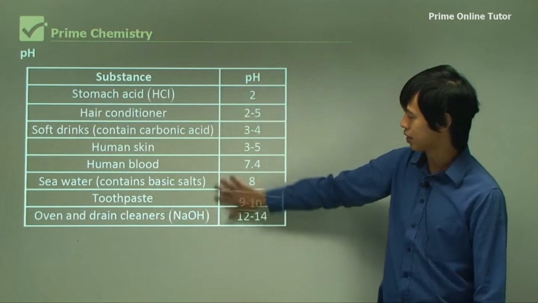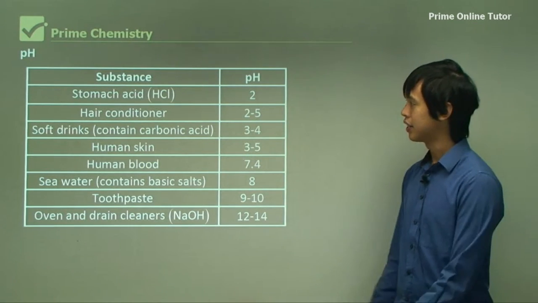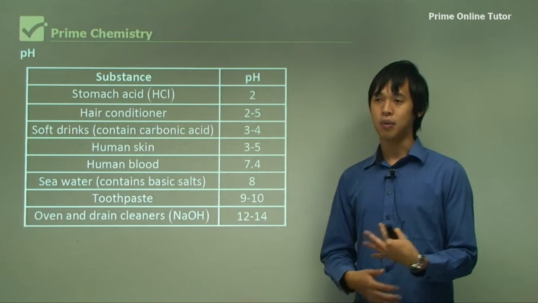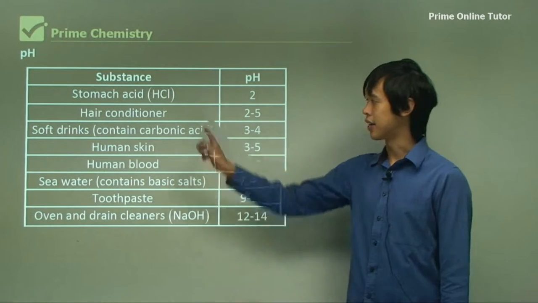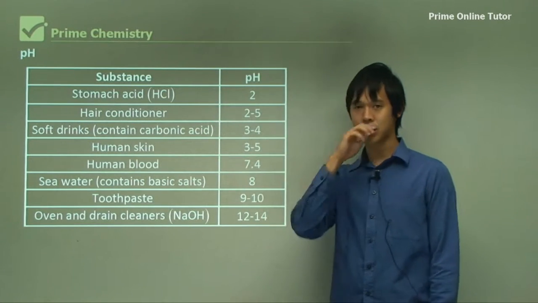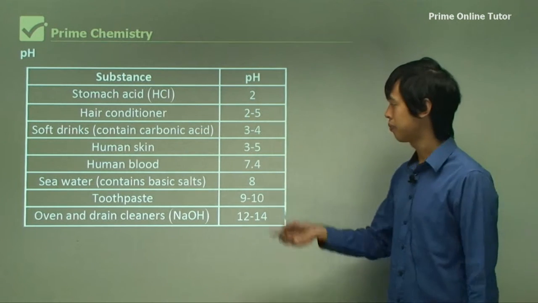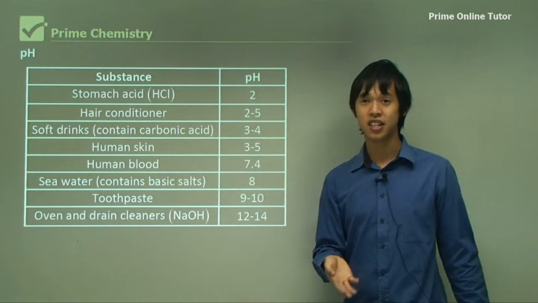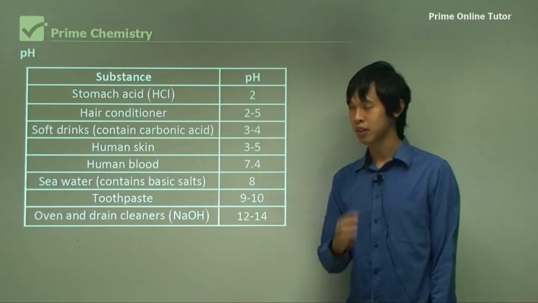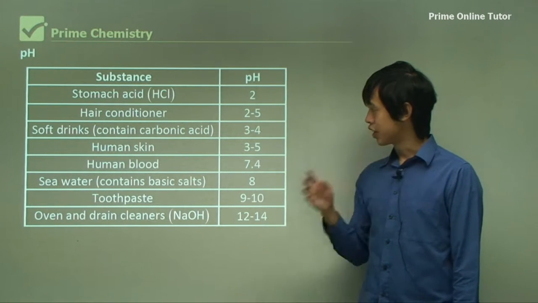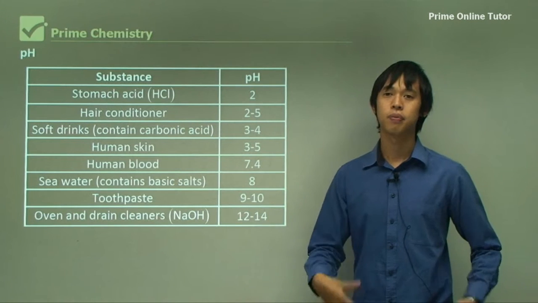So if we look at some typical chemicals that you might see in everyday life, the acid in your stomach, which helps you fight off disease, is at a pH of about 2, and it's hydrochloric acid. Hair conditioner is about 2 to 5, so it's acidic, surprisingly. Obviously soft drinks are acidic because they've got so much carbon dioxide in them, so they're at about 3 or 4 on the pH scale. Human skin is about 3 to 5 because it, again, is fighting off bacteria and things like that, so it's a bit acidic.